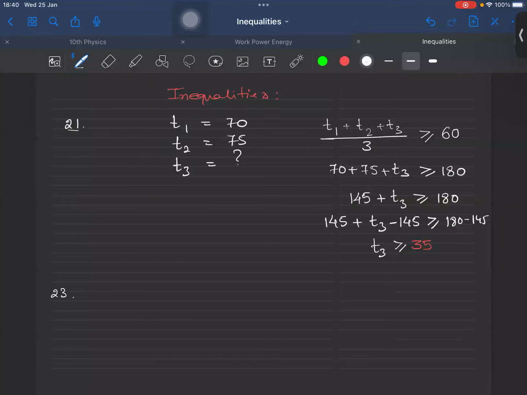Sir, which exercise is this? This is exercise 6.1. One minute. Yeah, inequalities we are solving. So it is the first exercise. Exercise 6.1, question number 23. Find all pairs of consecutive odd positive integers, both of which are smaller than 10, such that the sum is more than 11.